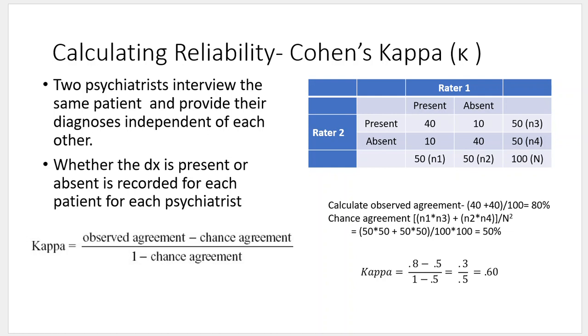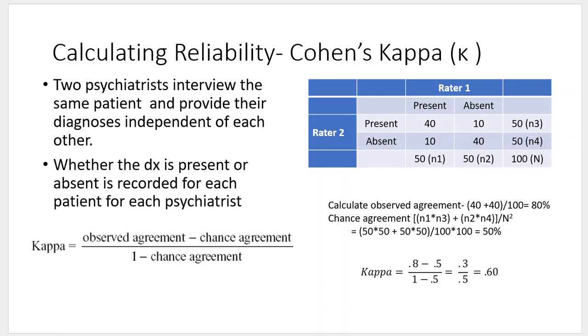So as you can see in the table, rater 1 and 2 agreed that the disorder was present in 40 cases, and they agreed that it was absent in 40 cases, but there were 20 cases where they disagreed. So we calculate first the observed agreement, as you can see there, and we calculate what chance agreement would be, and that would just be 50%. And then we do our kappa score, 0.8 minus 0.5 over 1 minus the chance agreement, and we come up with a kappa of 0.6, which is not great.